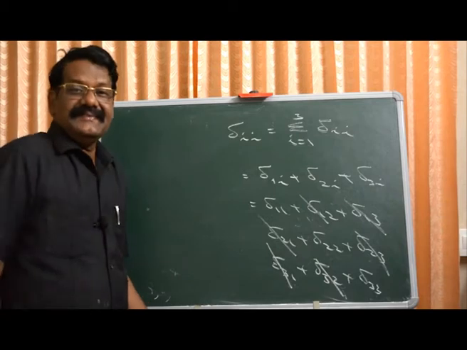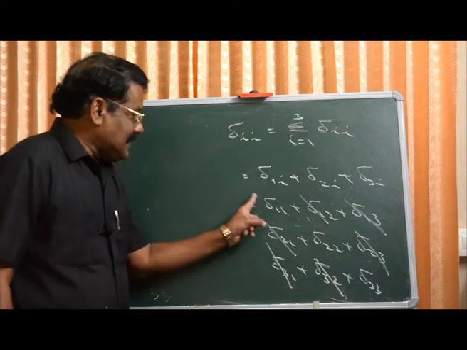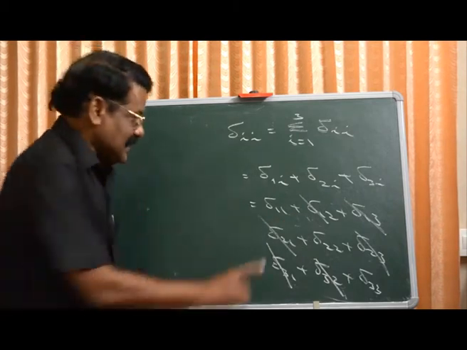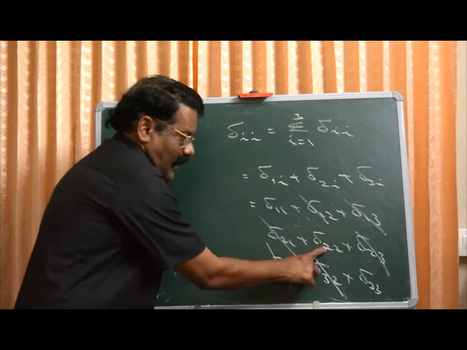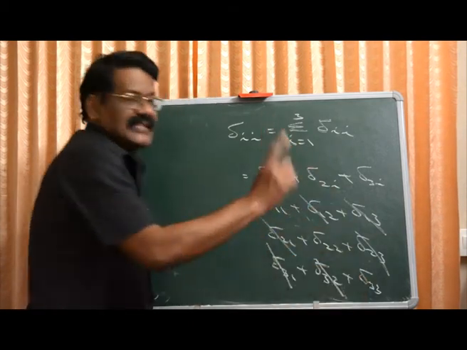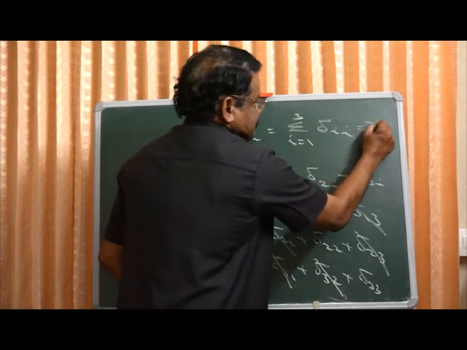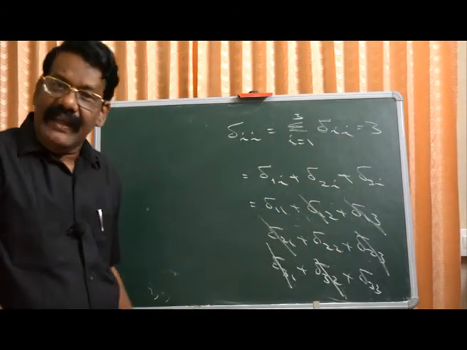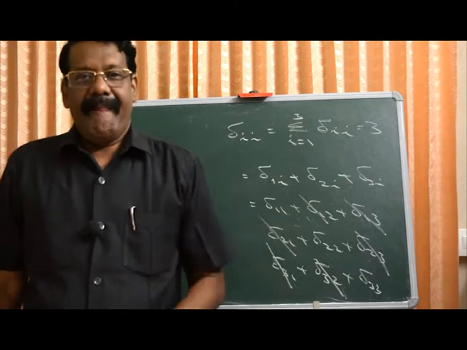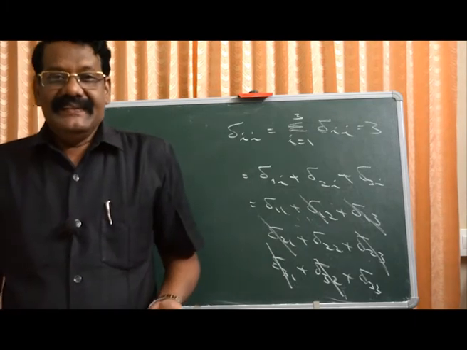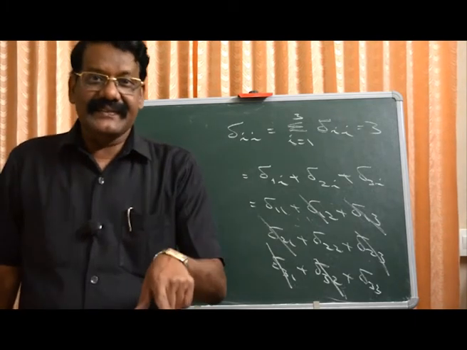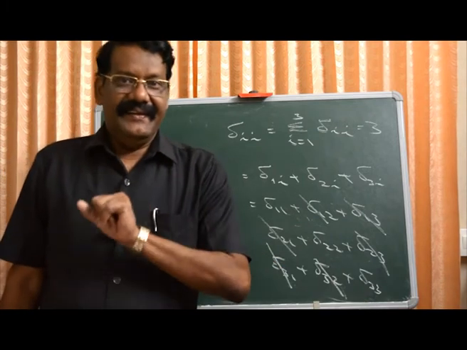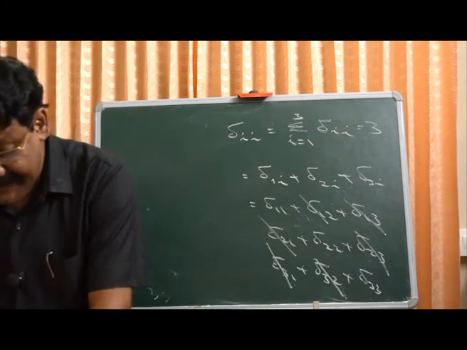So only 3 terms will survive. Delta 1,1, everybody knows it's 1. Plus 1, plus 1. So the answer is 3. So the value of delta ii in 3 dimensions is 3. But in 4 dimensions, delta ii is 4. In n dimensions, delta ii is n. These are some of the properties exhibited by the Kronecker delta.